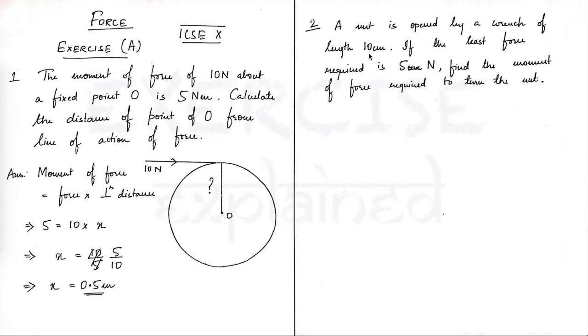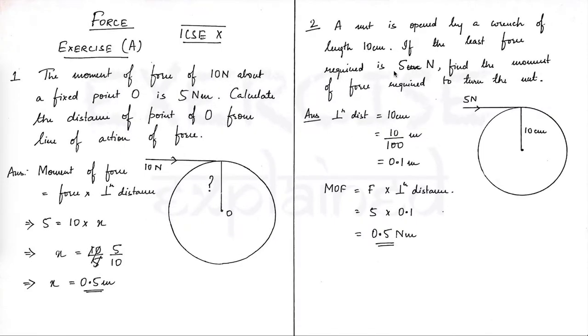The distance is given as 10 centimeter. As you can see here already, the distance is not in SI unit. So I would convert 10 centimeter into meters. For converting centimeters to meters, we divide it by 100. So we get 10 by 100 meter, which is nothing but 0.1 meter. So I have just drawn a diagram so that it is clear for all of you.